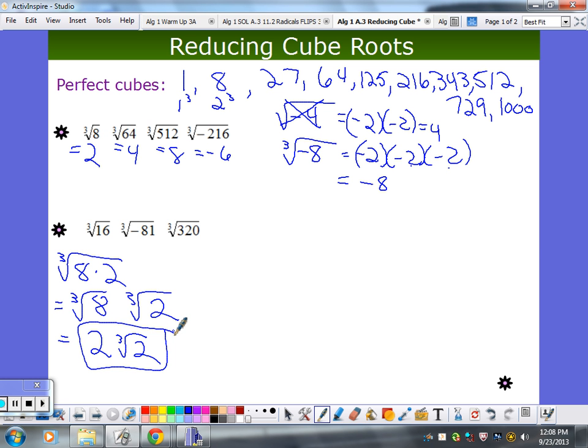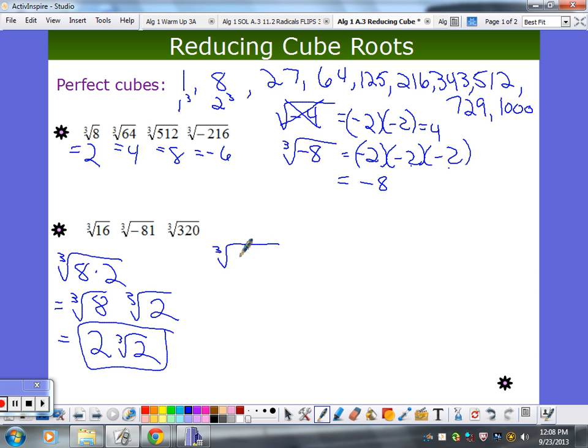Yeah. So if you get square roots, cube roots, you're doing the exact same thing, except your list is now perfect cubes instead of perfect squares. Makes sense? Everybody makes sense? 3 of you. Excellent. Well, let's try another one.